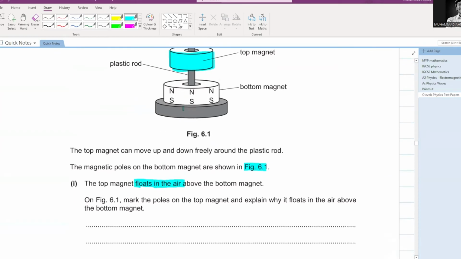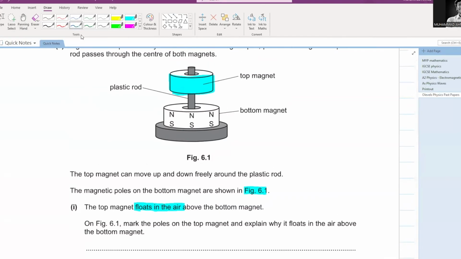On figure 6.1, mark the poles on the top magnet and explain why it floats in the air above the bottom magnet. बेटा आपने टॉप मैग्नेट पे पोल्स बनाने हैं एंड यू हैव टू टेल व्हाई डज इट फ्लोट ओवर द बॉटम मैग्नेट. You have to make poles on the top magnet and you have to tell why the top magnet floats above the bottom magnet.